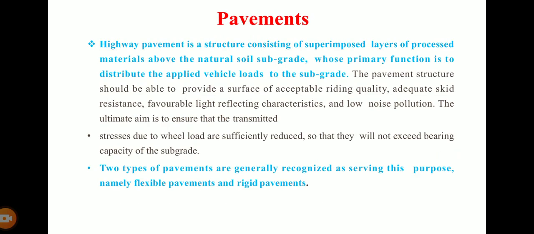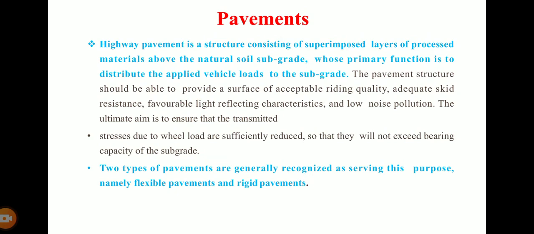So what is pavement? Many a times we use the word pavement. Highway pavement is a structure consisting of superimposed layers of processed materials above the natural soil subgrade, whose primary function is to distribute the applied vehicle load to the subgrade. The pavement structure should be able to provide a surface of acceptable riding quality, adequate skid resistance, favorable light reflecting characteristics, and low noise pollution.